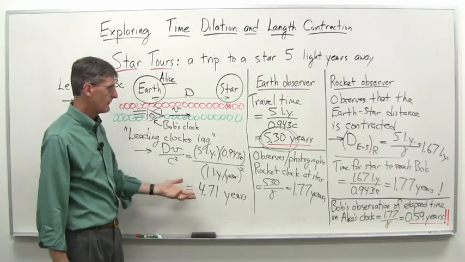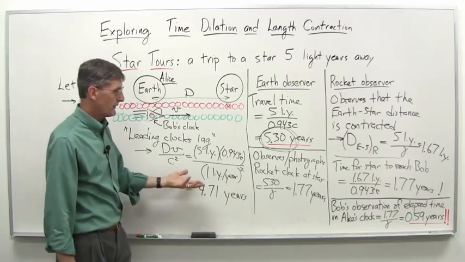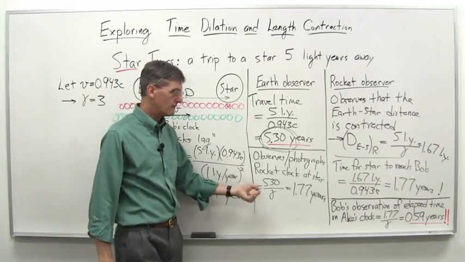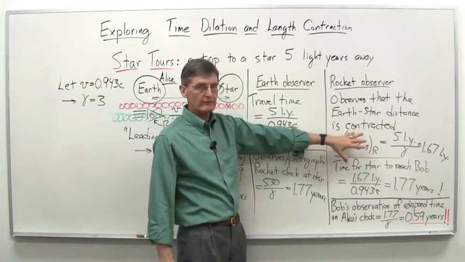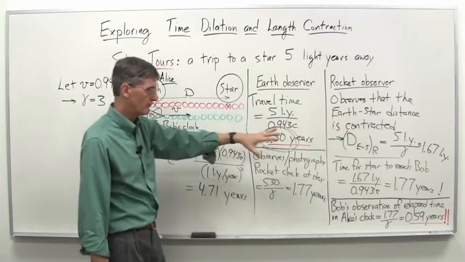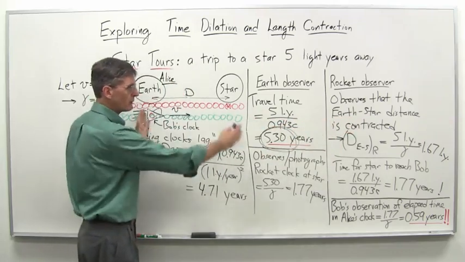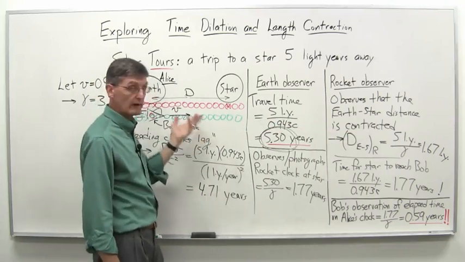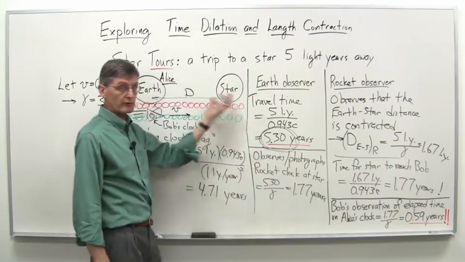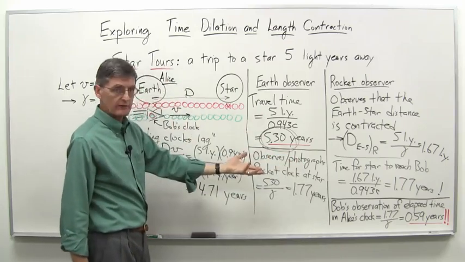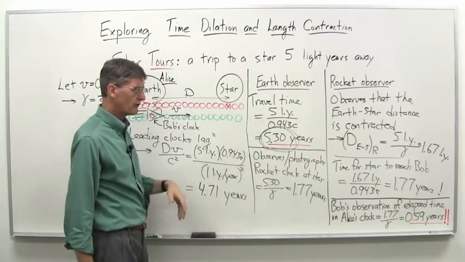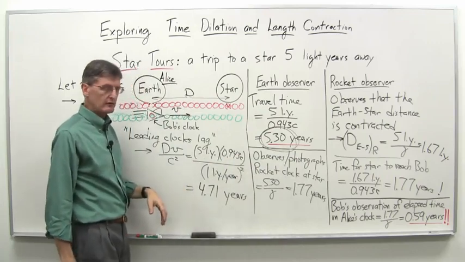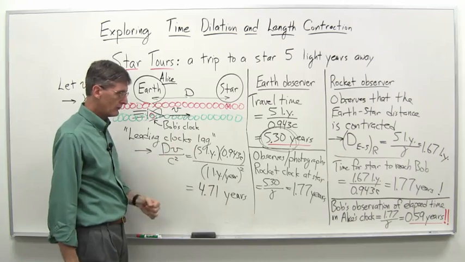And meanwhile, Bob says, well, my clock's just fine, but the fact that it's 1.77 years is because I didn't have to travel as far. It's your distance that's messed up, Alice. It's not 5 light years. It's 1.67 light years. So I didn't travel according to my clock. The star traveled toward me. For 1.77 years, there's a distance of 1.67 light years at 0.943c. It all makes sense to me.